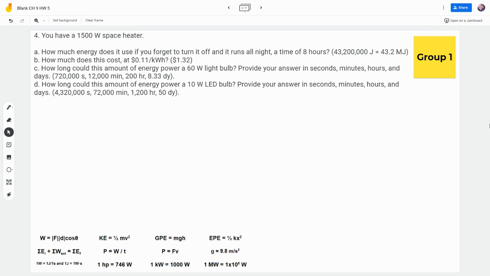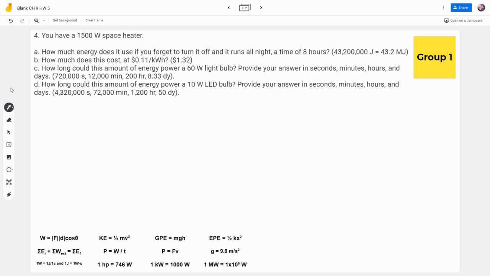Hi, physics. This is Mr. Janowski. This is Chapter 9, Homework 5, Problem 4. And this is a lot like the problem that we did in class. We just have a different appliance here. This is a 1500-watt space heater. The other one was an 1100-watt microwave, I believe is what it was.